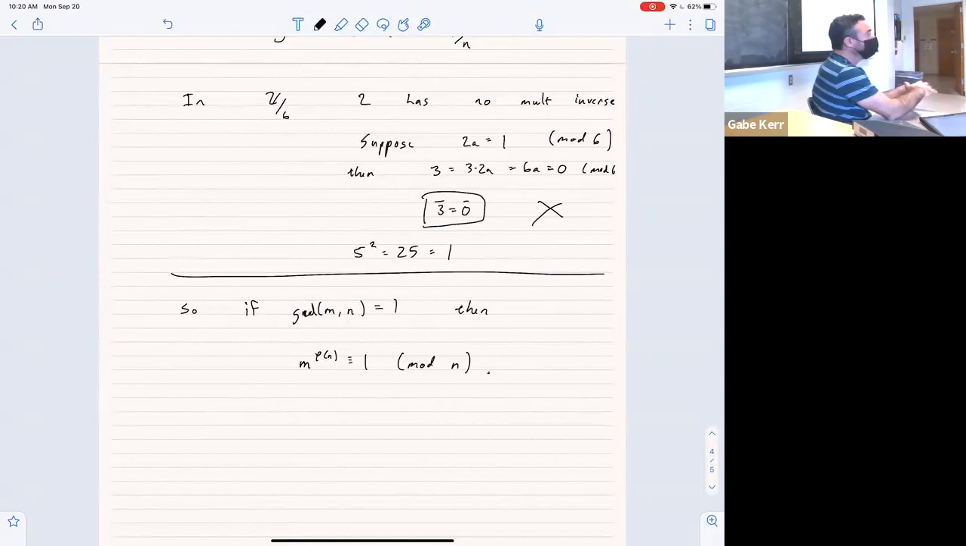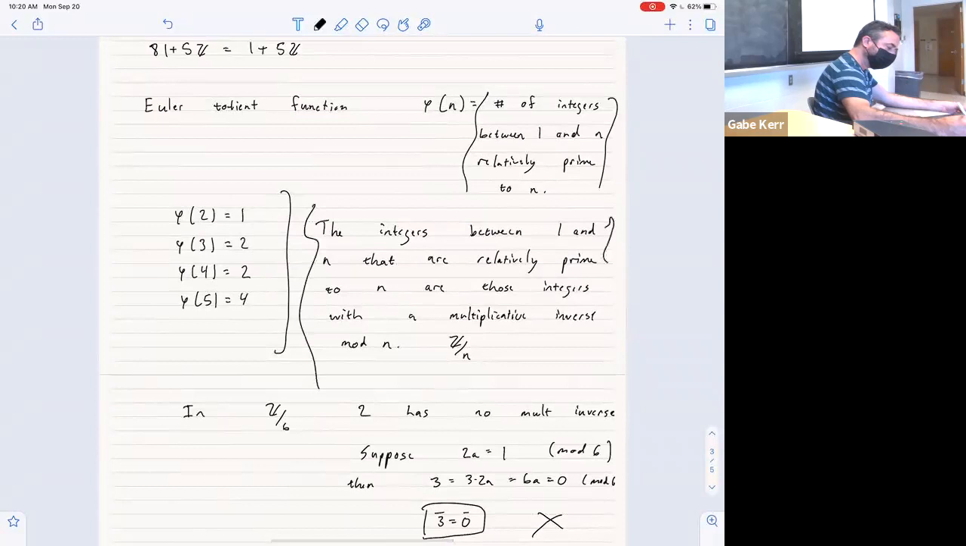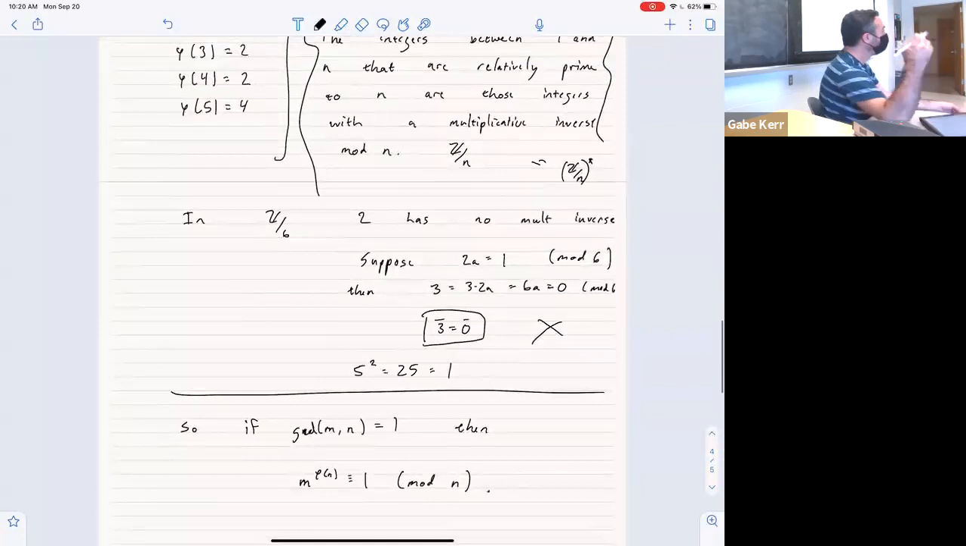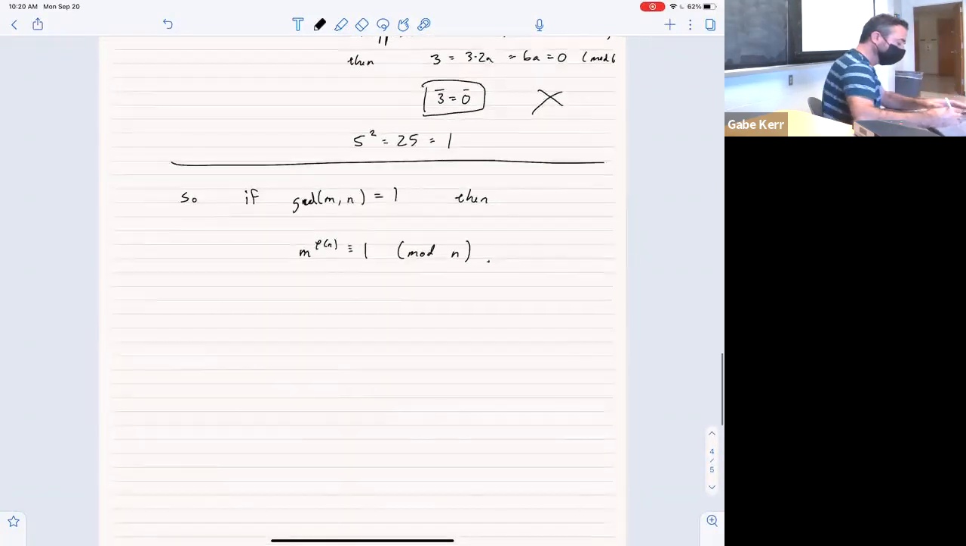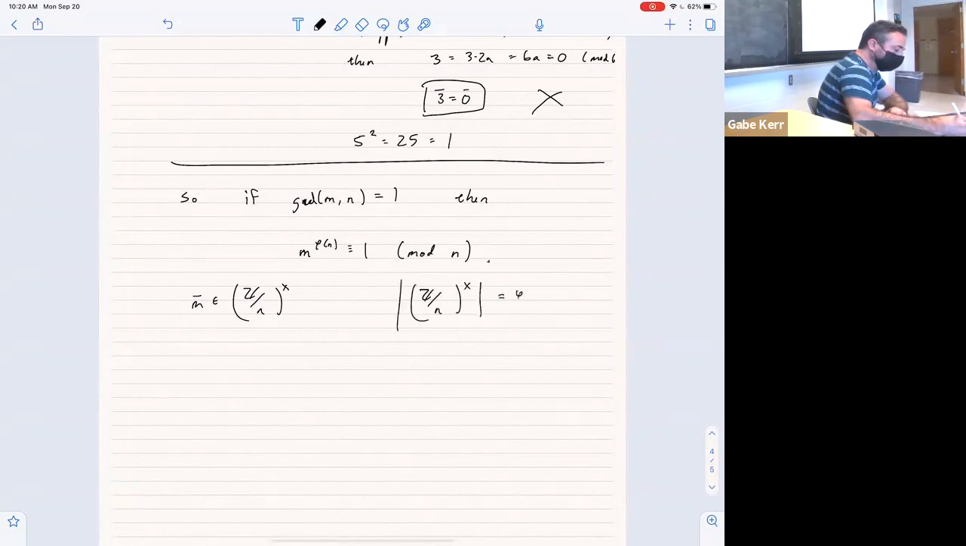M and n are co-prime. So let me call this set up here Z mod n times. It's a group, the group of elements with a multiplicative inverse. If m is in Z mod n and relatively prime, then whatever its representative less than n is, it will be relatively prime. What's the order of this group? We just said what it is: phi of n.